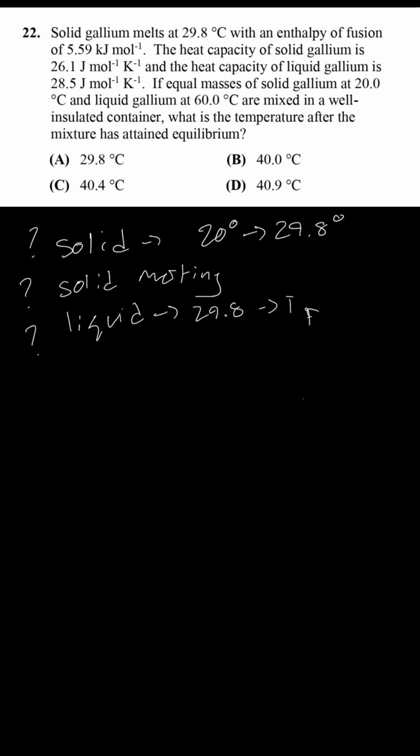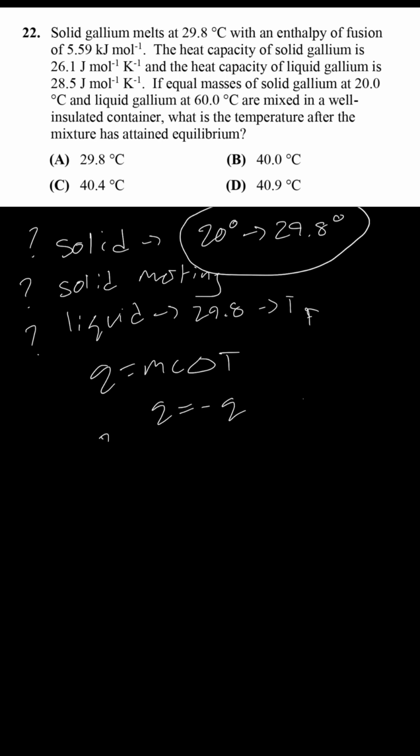It depends on how much heat the liquid gallium can supply by cooling down, because that's how the solid is going to get enough energy to even raise its temperature and also to melt. So let's see how much energy it takes for the solid to go from 20 to 29.8. We have Q equals mC delta T. When you're doing a heat flow, you set Q solid equal to negative Q liquid.